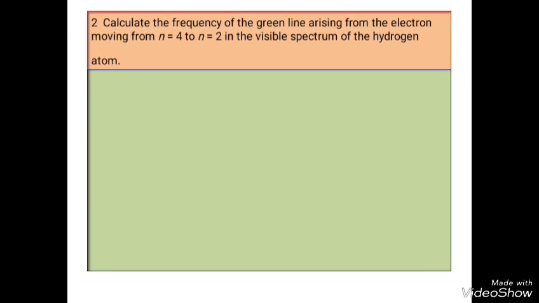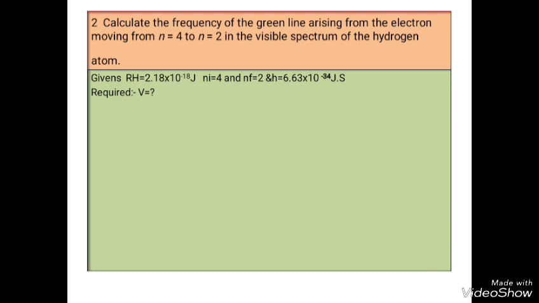Question number 2. Calculate the frequency of the green light arising from the electron moving from n equals 4 to n equals 2 in the visible spectrum of the hydrogen atom. For this question also, the given constants are Rydberg's constant 2.18 times 10 to the power of negative 18 joule, Planck's constant h 6.63 times 10 to the power of negative 34 joule second, initial energy state 4, and final energy state equals 2. The required quantity is frequency.